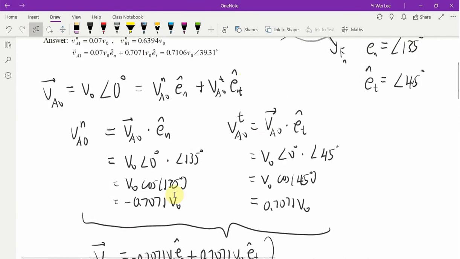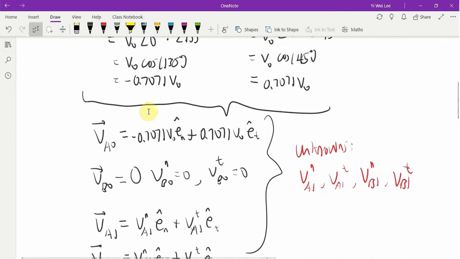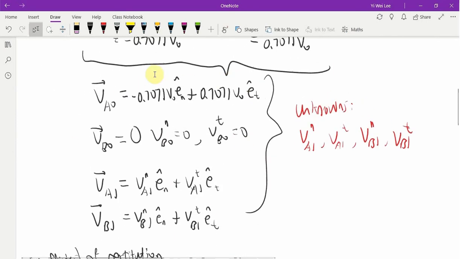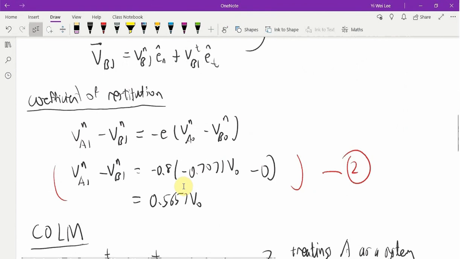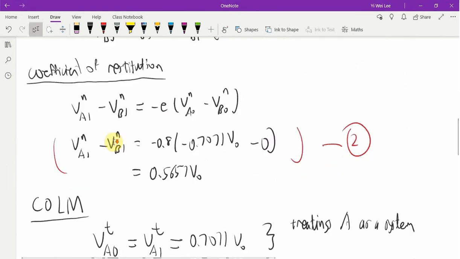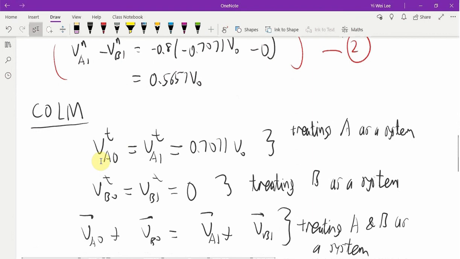We lay out all the things that we have. For the initial velocity, we try to resolve it in the EN and ET direction. We get these two terms, and then we found these 4 sets of equations. Now from these 4 sets of equations, we know that we have 4 unknowns. If we have 4 unknowns, apparently we need 4 equations. So the first equation was formed by the coefficient of restitution. There's always one equation given out by the coefficient of restitution. So that is available in here. Now the other equations, most probably, were given out by the conservation of linear momentum.